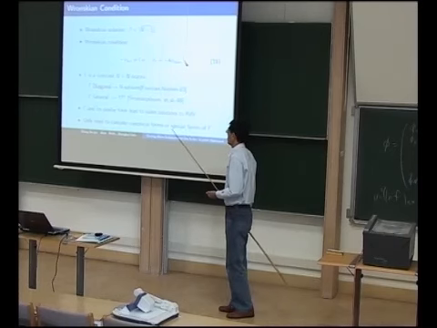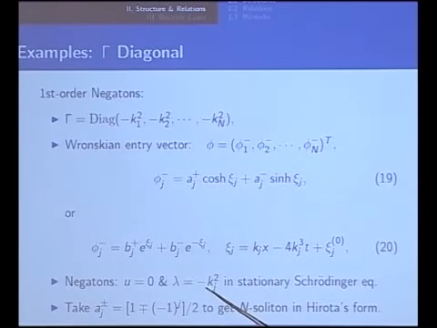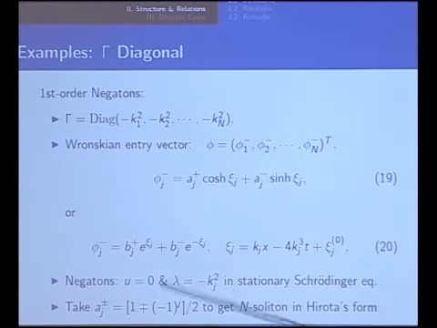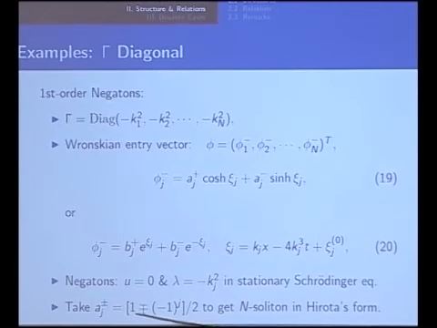Some examples: if gamma is diagonal, we have a solution for phi, which somebody calls negatons because the lambda is negative. And in this case, if we take j plus and minus in this way, we can get n solitons in Kirchhoff's form.